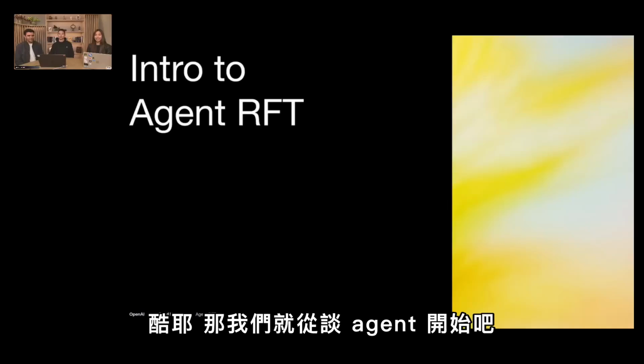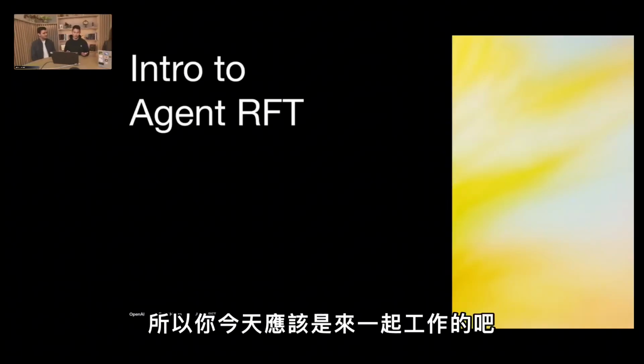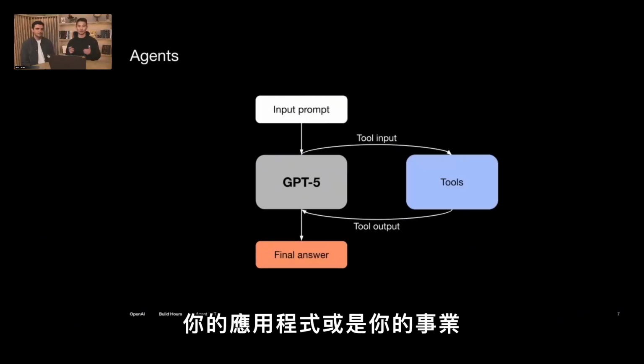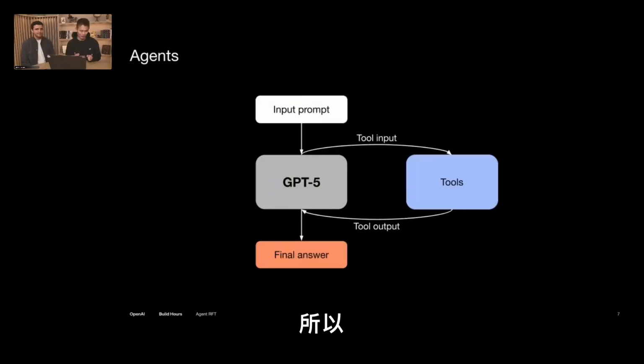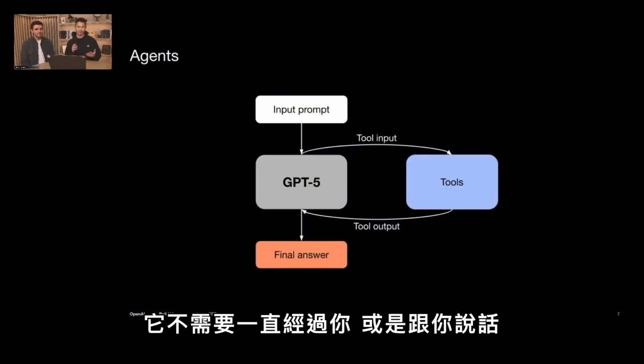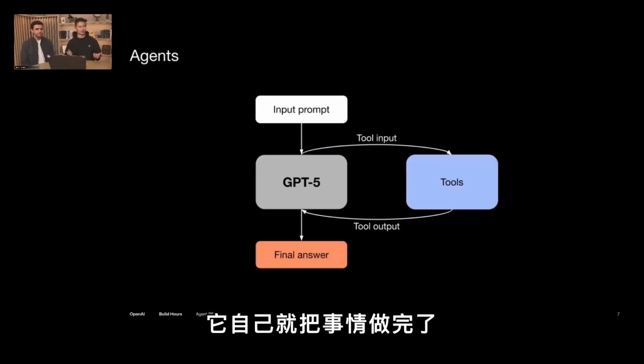Awesome. So let's kick things off by talking about agents. You're probably joining us today because you're building an agent for your application or your business, and you'd like to improve its performance. What makes an agent different from a regular model is its ability to interact with the outside world to complete a task. It doesn't have to go through you all the time or even talk to you. It just gets things done on its own.